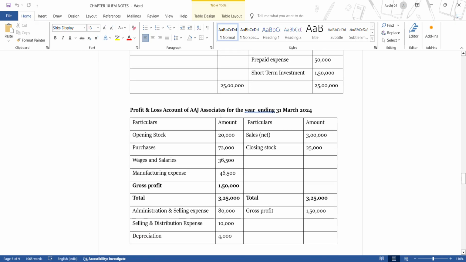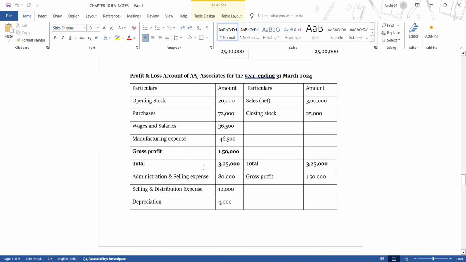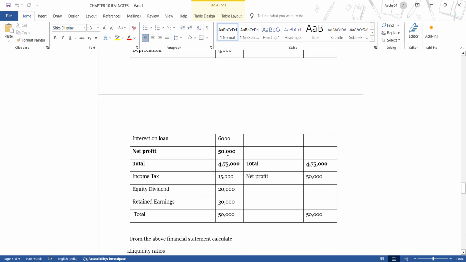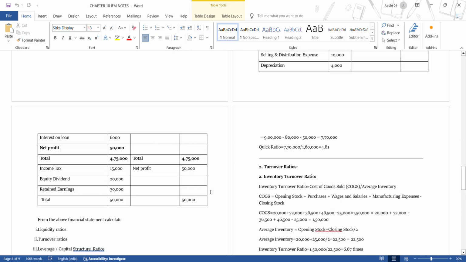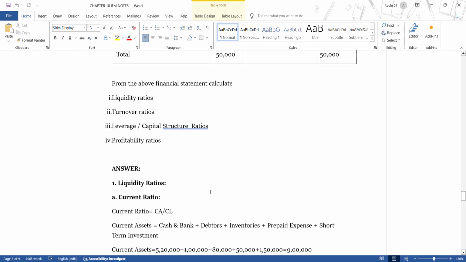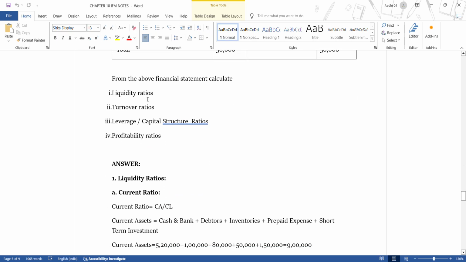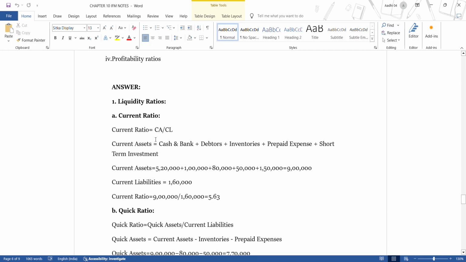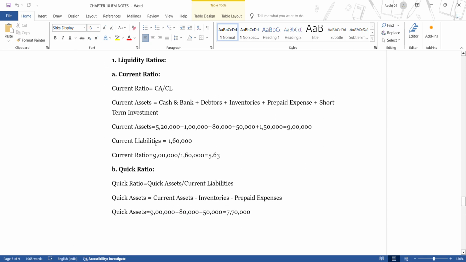The profit and loss is given here. There is opening stock, gross profit, then net profit, and from the net profit only we are paying the income tax, equity dividend, etcetera. Now the question: from the above financial statement you are asked to find four ratios. The first ratio is the liquidity ratio. Under liquidity ratio there are two ratios, current ratio and quick ratio, or we can say acid test ratio.